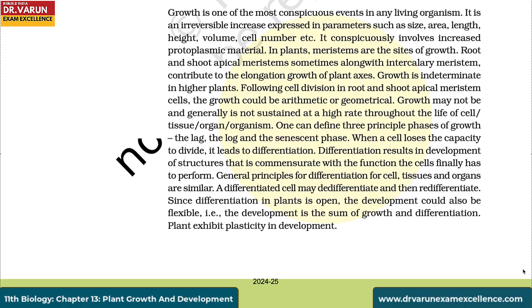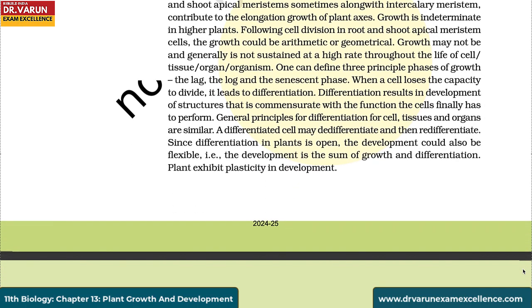When a cell loses the capacity to divide, it leads to differentiation. Differentiation results in development of structures that is commensurate with the function the cell finally has to perform. General principles for differentiation for cell, tissues, and organs are similar. A differentiated cell may dedifferentiate and then redifferentiate.